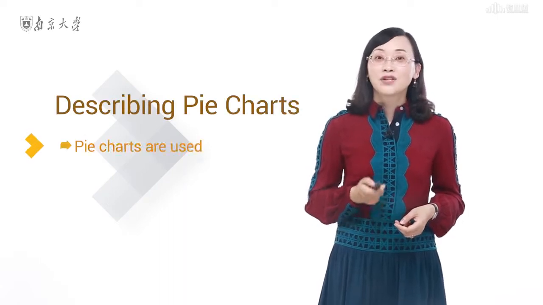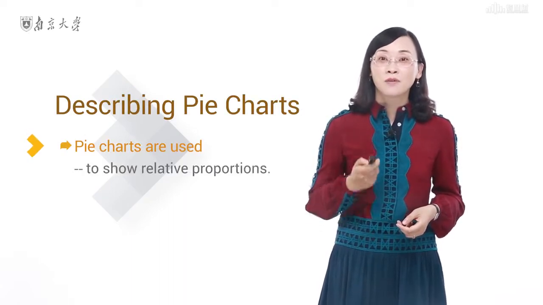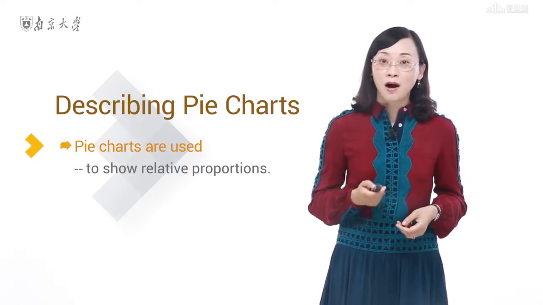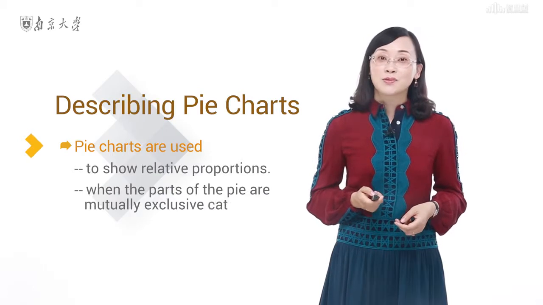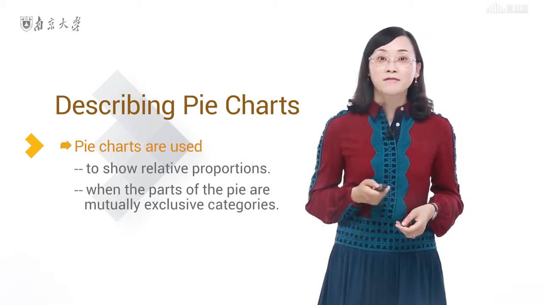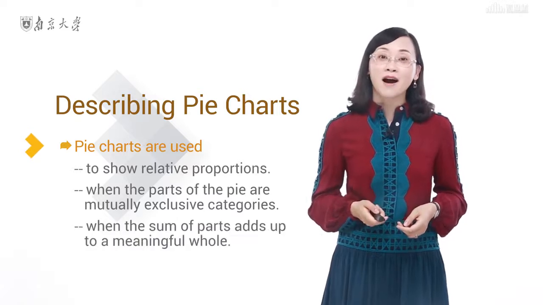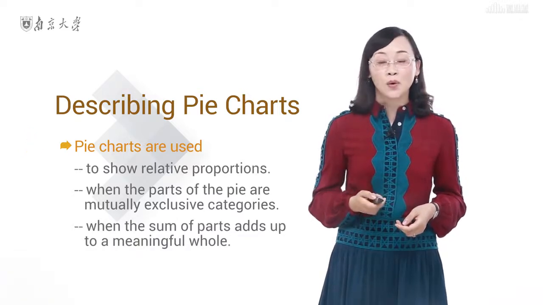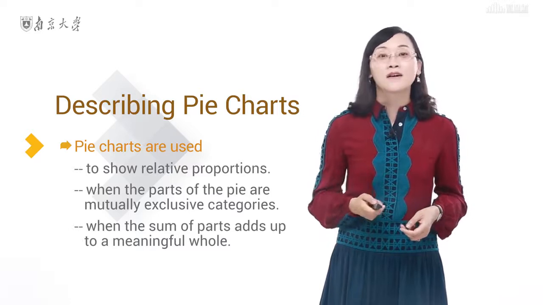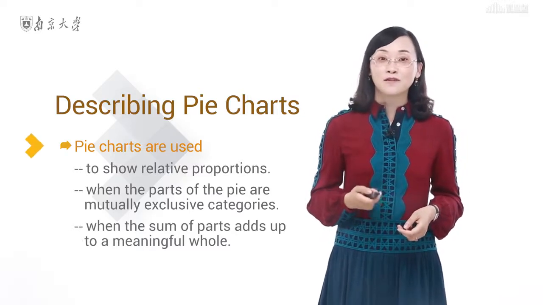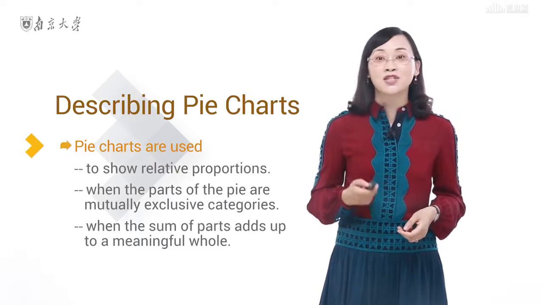Pie charts are used to show relative proportions, specifically the relationship of individual parts to the whole. Use pie charts only when the parts of the pie are mutually exclusive categories and the sum of parts adds up to a meaningful whole, that is, 100% of something. Pie charts are good at showing the size of different parts as the percentage of a whole.